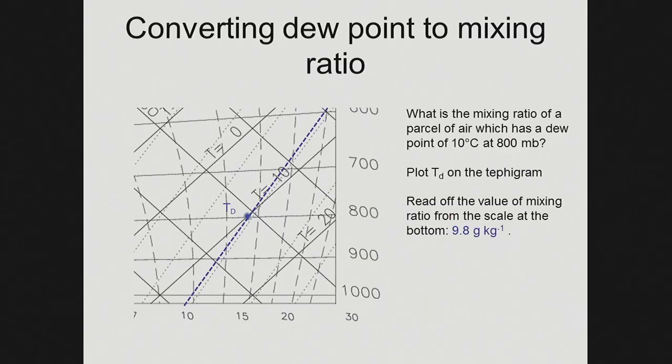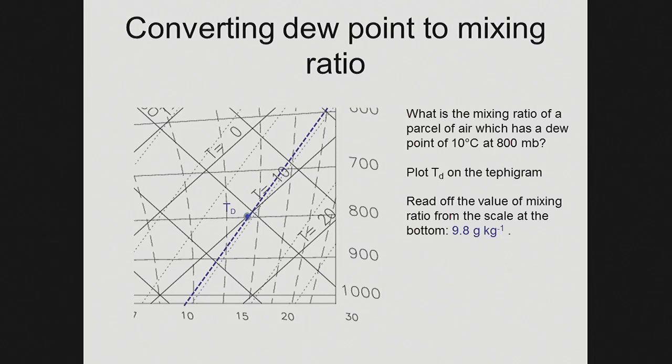So, like I said last time, there are two things you can do with a tephigram. One is you can basically just convert different units of water vapor. It's a sort of graphical way of converting different things. And here I'm converting dew point to mixing ratio. Now dew point, okay, I'm given dew point and I can plot it on the tephigram.